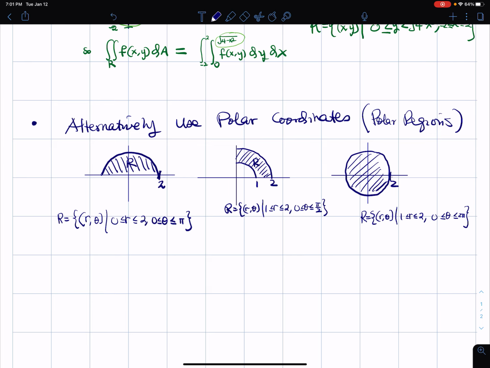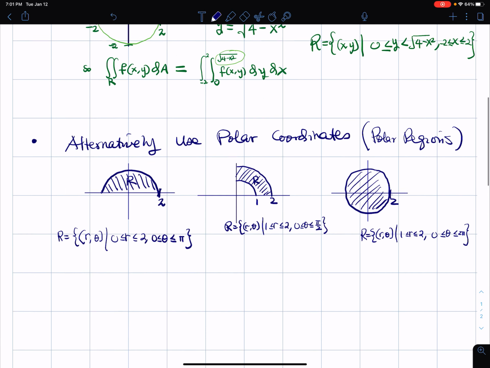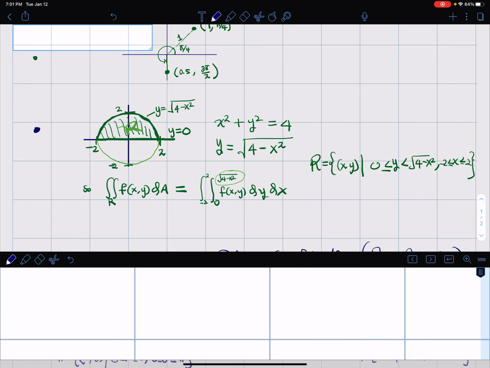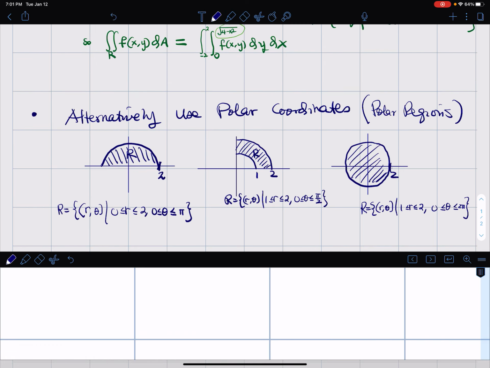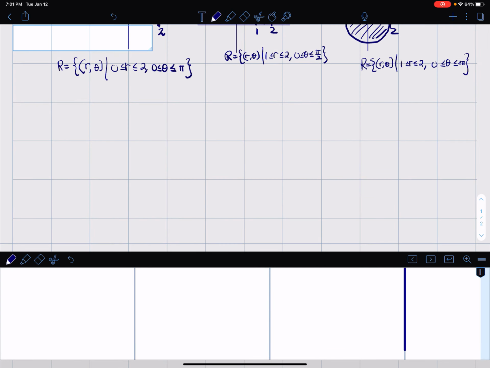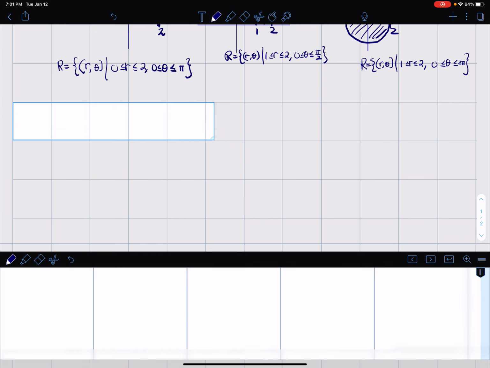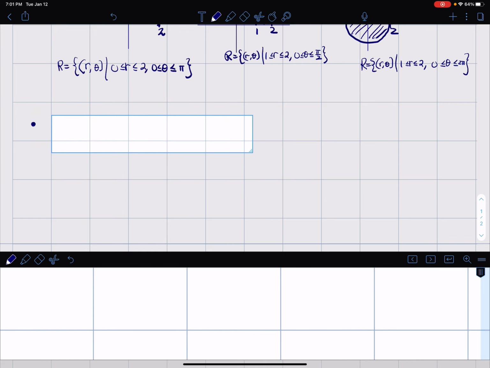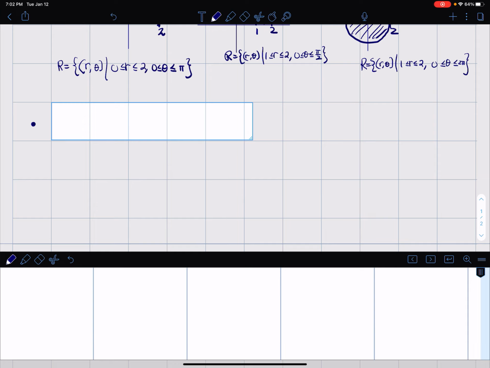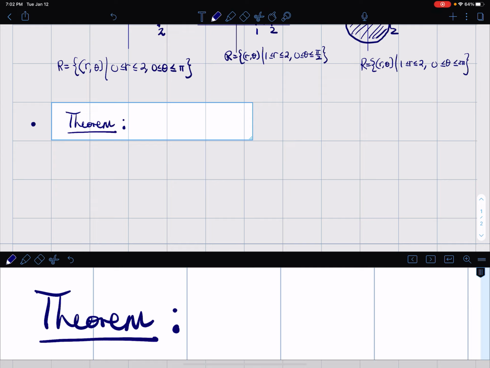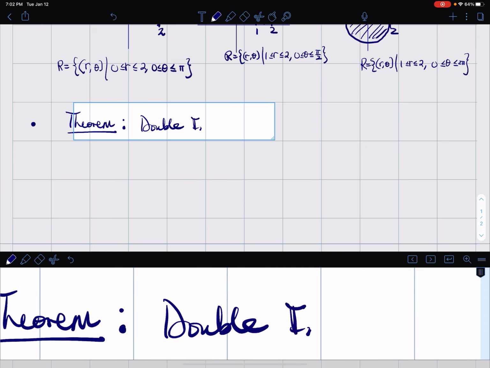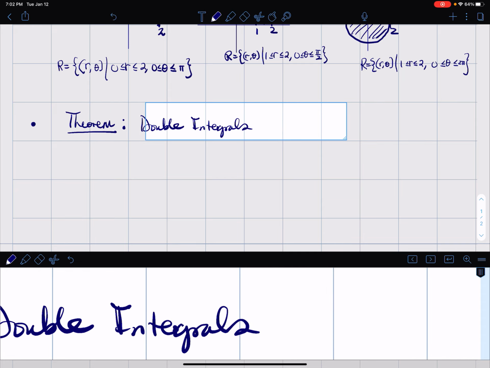Now, our goal is to use this to perform integrations that involve circular regions. In order to use that, we need to get ourselves familiar with a theorem. This theorem will raise a question, but we're not going to worry too much about it. Theorem: double integral in polar coordinates.